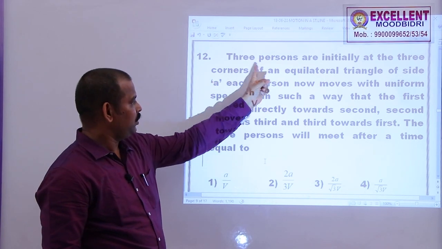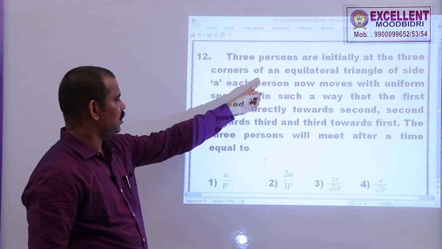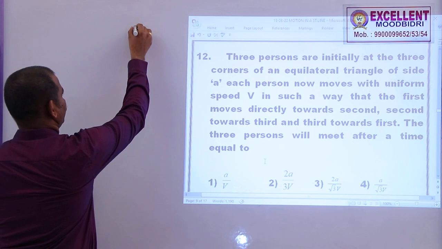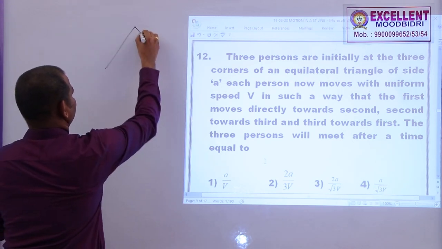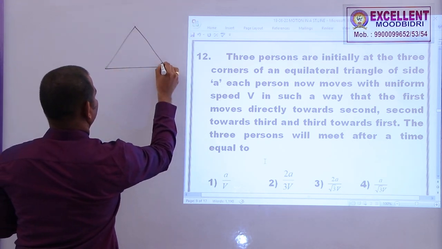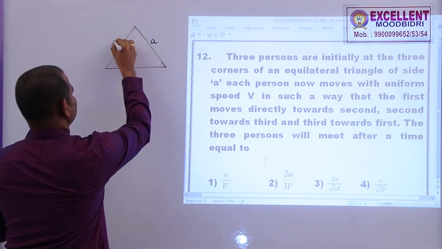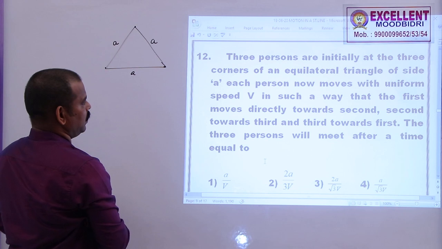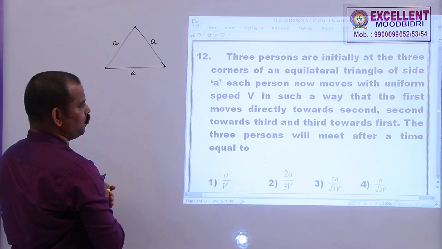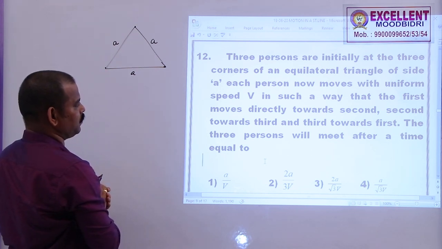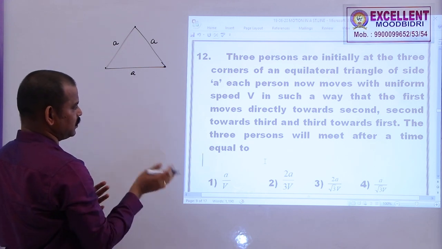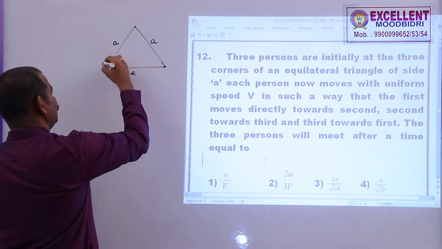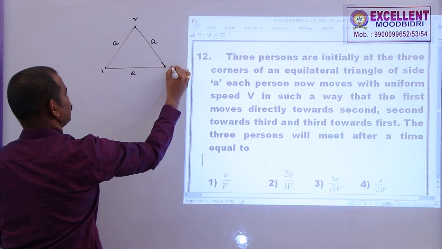12. 3 persons are initially at the 3 corners of an equilateral triangle of side A. Each person now moves with uniform speed v in such a way that the first person moves directly towards the second person, the second directly towards the third, and the third towards the first. So this is the first person, second person, and third person.